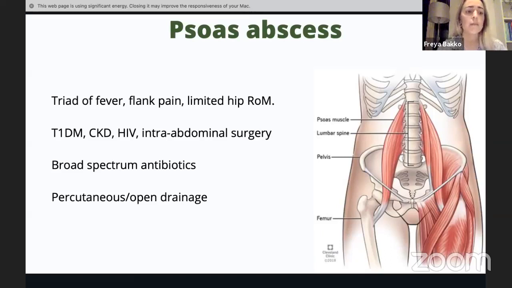As mentioned, it's seen in immunocompromised patients, patients with diabetes, CKD, HIV, and any previous surgery, and you want to treat them with antibiotics and drainage.